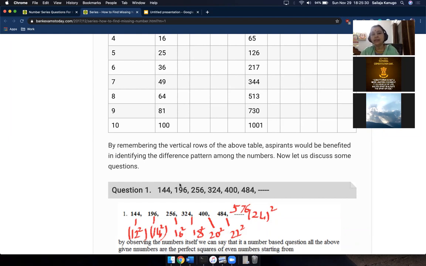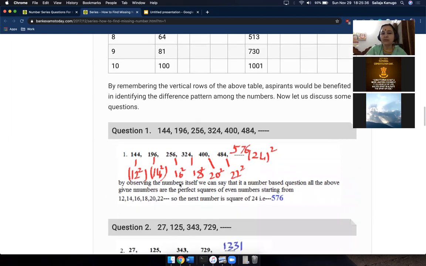Now, what is it a perfect square of? 144 is a perfect square of 12, 196 is 14 square, 256 is 16 square, 324 is 18 square, then 20 square, 22 square. What do you observe in all of them? There is a logic behind all these numbers. They are all even numbers, and the difference is 2. So you started with 12, then 14, 16, 18, 20, 22. What will be the next number?